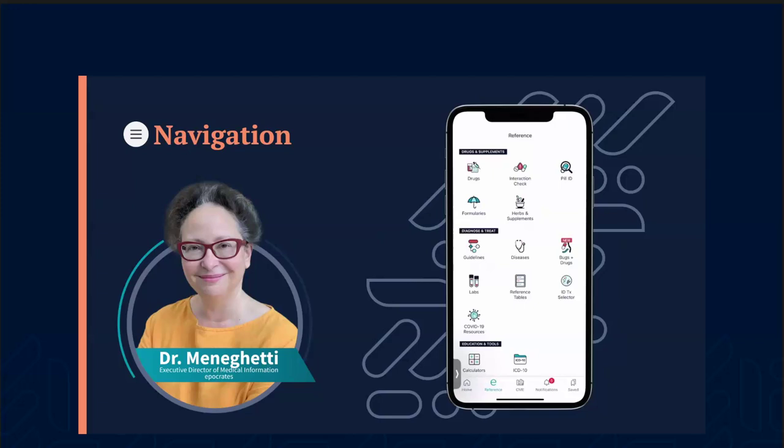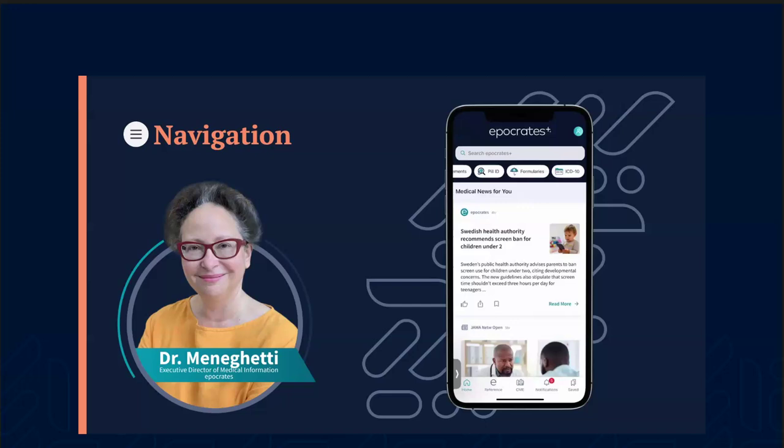Many times people use search, the search bar, as their primary entry point. However, if you know you're interested in, say, a calculator or a guideline synopsis or our drug interaction checker, you can browse just that content type directly from any of these icons. Now, if I tap back to the home icon at the bottom of the screen, I'll get back to the main page. And wherever you are in the app, tapping the home button will get you back to this Epocrates home screen. Also along the bottom of the home page, you'll see several other navigation icons.